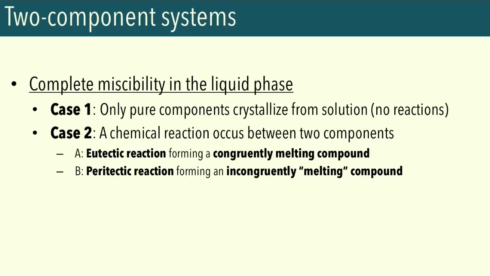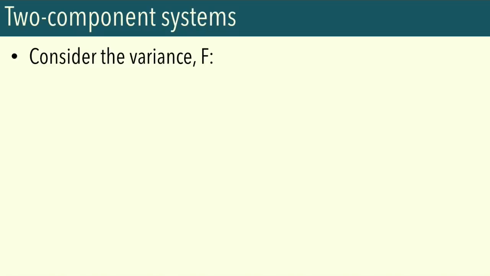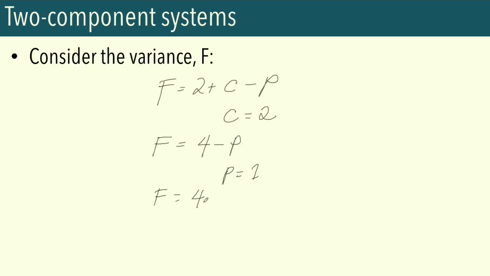Before we start, let's look at applying the Gibbs phase rule to our two-component systems for condensed phase equilibrium. Our general equation for the Gibbs phase rule is F = 2 + C - P. Since we have a two-component system, C in this case is equal to 2. So in general, we have the Gibbs phase rule as F = 4 - P. Since we have at least one phase, if we have one phase, F is going to be equal to 4 - 1, which is equal to 3.